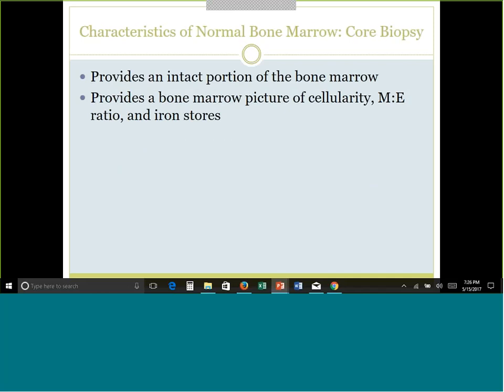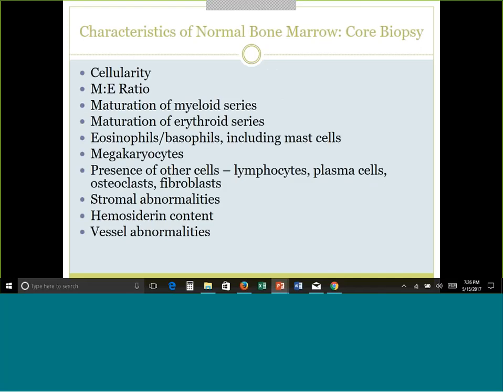So on to the core biopsy. Again, the core biopsy gives you an actual intact portion of the bone marrow. You can do the cellularity, you can do the M:E ratio here, because a lot of times we might not get an aspirate. You can look at iron storage. If you were to stain the core biopsy with Prussian blue stain, that would show you the iron granules and how many there are stored in there.